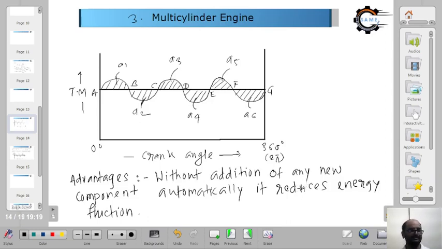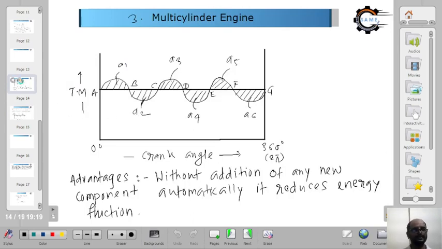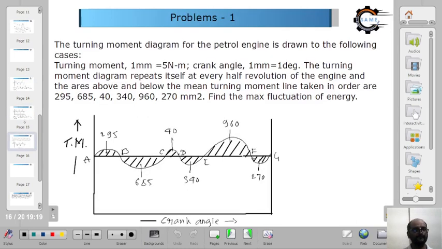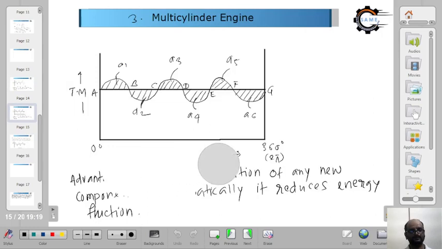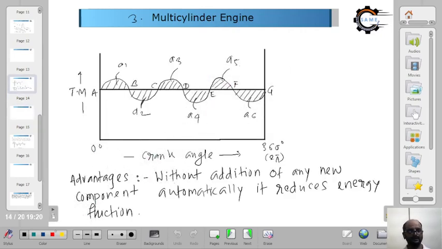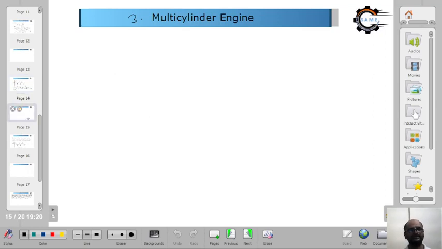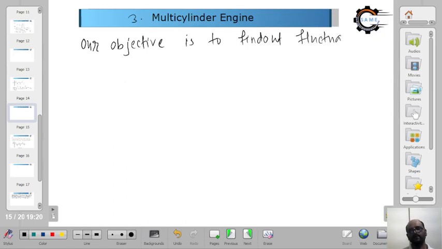Here, the objective is how to calculate the fluctuation of energy. Let me add one more slide. Let me erase all this. Our objective is to find out how much energy is fluctuating. Here it is a small fluctuation, but we need to find out how much the energy fluctuates in this case. Our objective is to find out the fluctuation in energy, right?